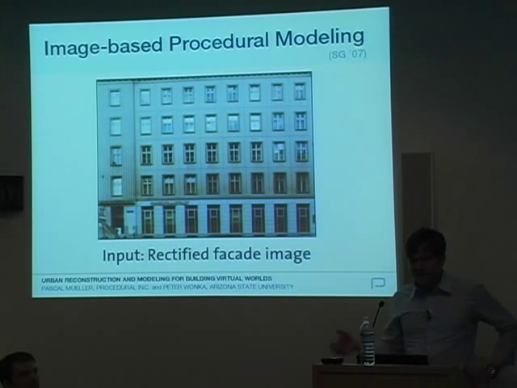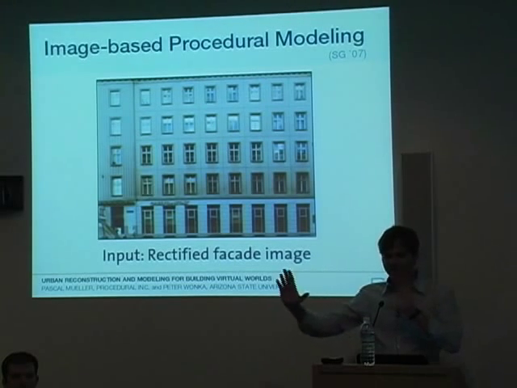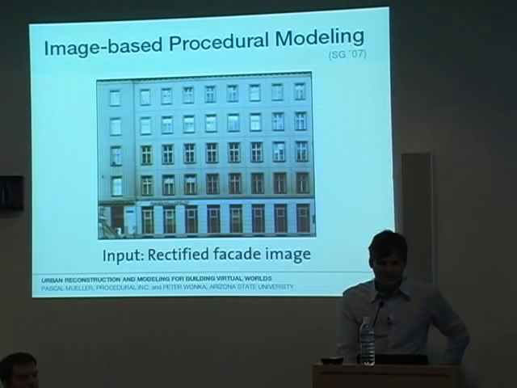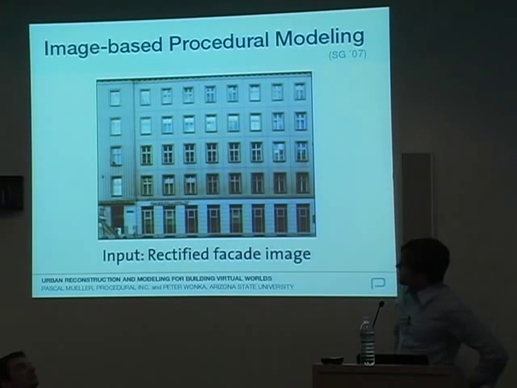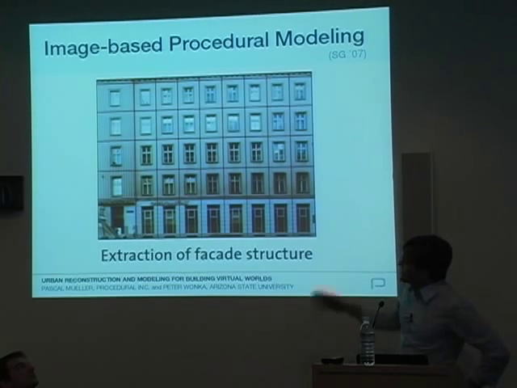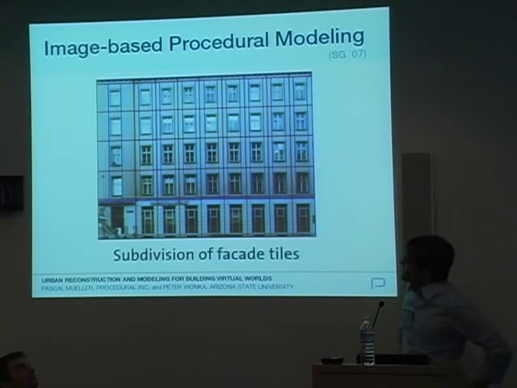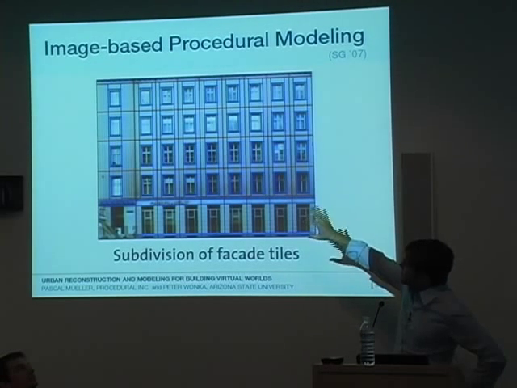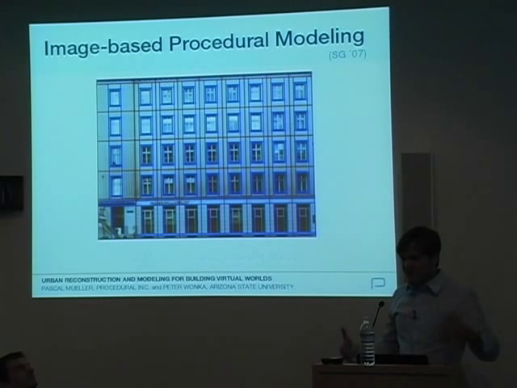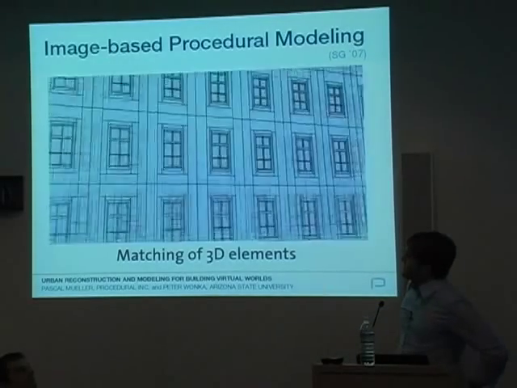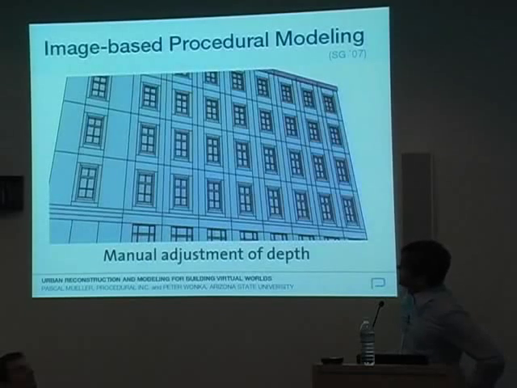So that's where we come into play. We look now at these textures, which are rectified on the facades. So you see here such a texture, and the idea is now that we detect the structure of the facade. So see here first, we split it into the single tiles. And afterwards, we subdivide each tile. So it's really the basic concepts which Peter showed before. So we reverse these concepts and can find automatically such structures.